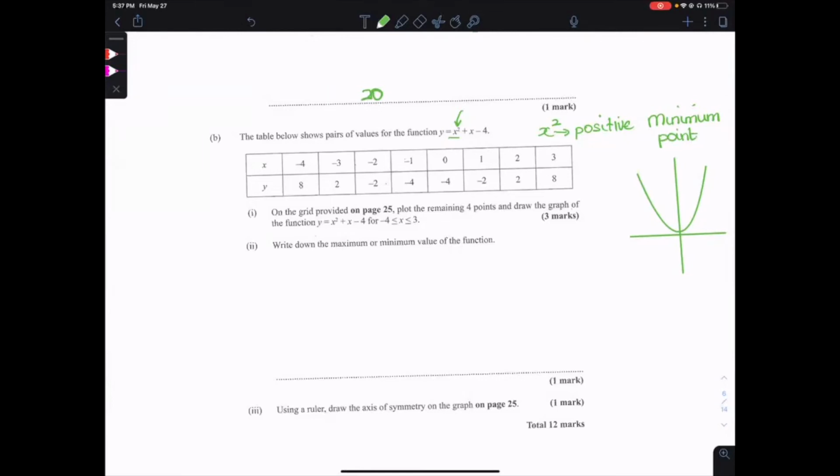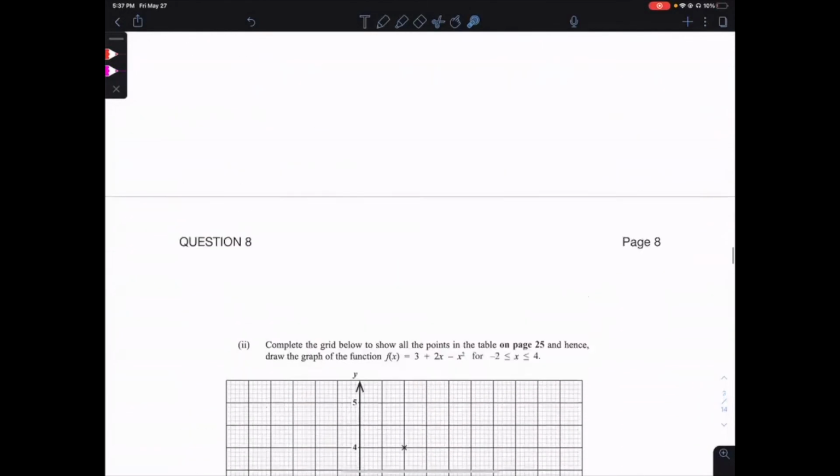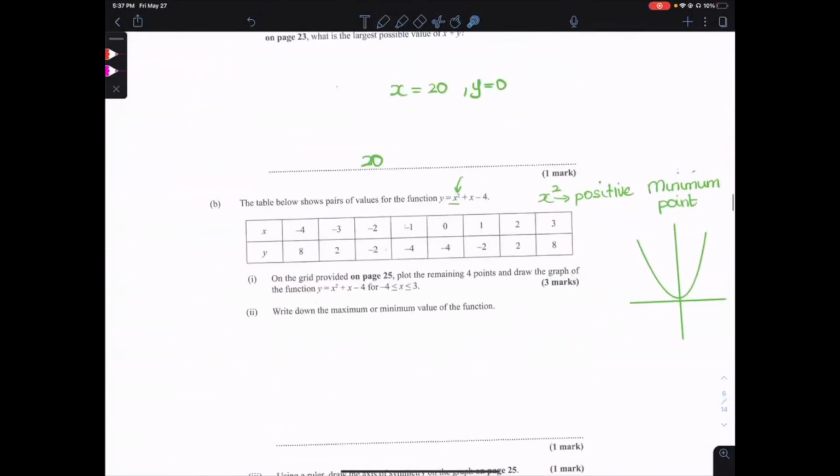So they gave you the values, and if any of the values was missing, you just use your calculator, substitute the corresponding value here, and you would get the respective value, right? They ask you to plot the 4 points and draw the function. So here's the graph. Let me put the graph.